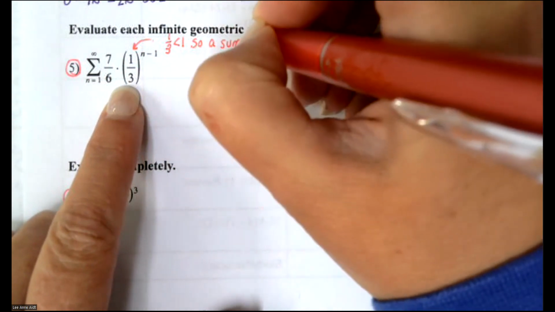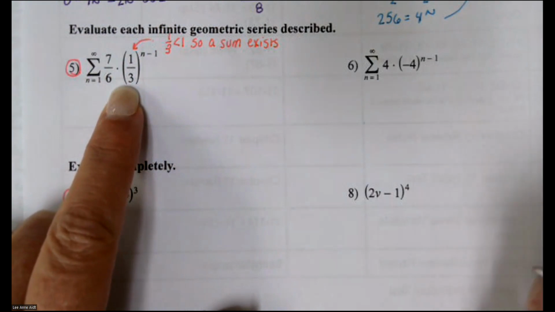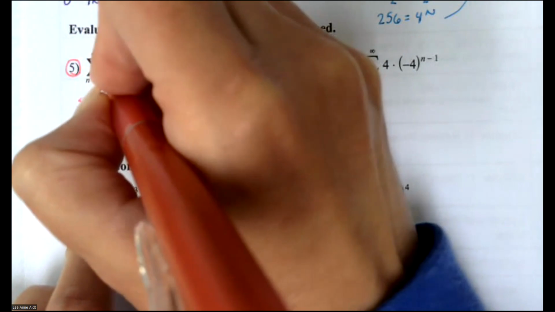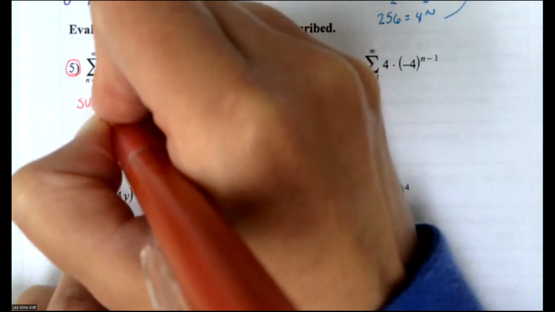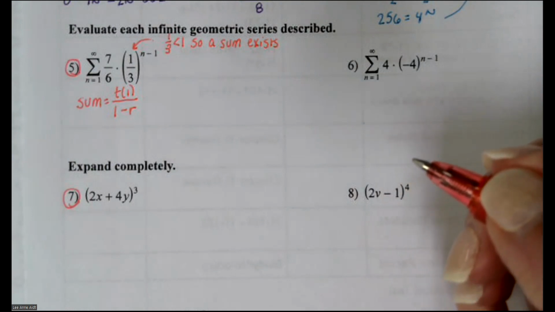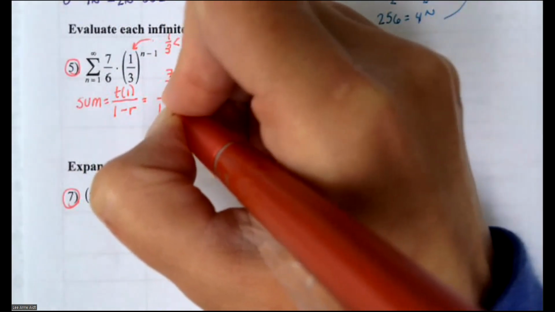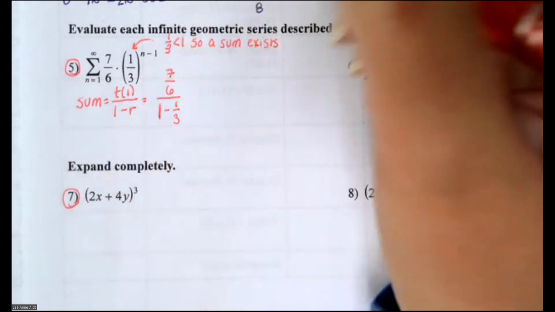So a sum exists. Okay, and the sum formula for infinite is first term over 1 minus r. And the first term is 7/6. And 1 minus 1/3.